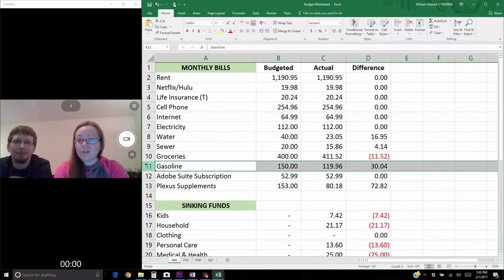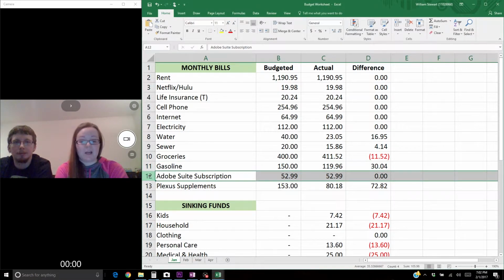Gas we came in under, and so he got a new route at work, so his mileage has changed, so he's not driving as far. And so typically we were estimating 150 in gas per month. I'm pretty confident we'll be able to drop it down to about 125, so we spent just under 120, which was good. Our Adobe Suite subscription is $52.99 a month.